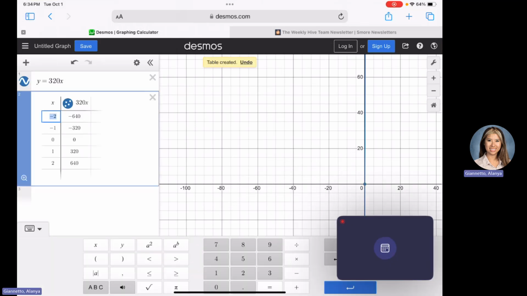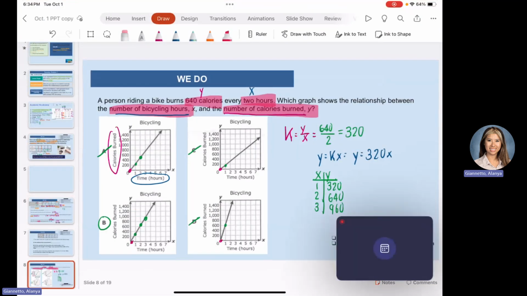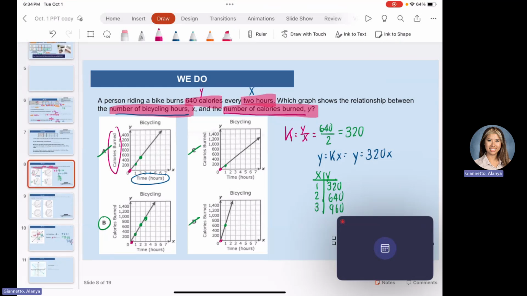So we click on the settings, then table, and you can see that this table has 0, 0, 1, 320, 2, 640. So of course I can just change it from -2 to 3, right? And that was a 960. So this essentially matches the table that we made right here. And then once we have the table, of course, we have to match the numbers to the graphs.